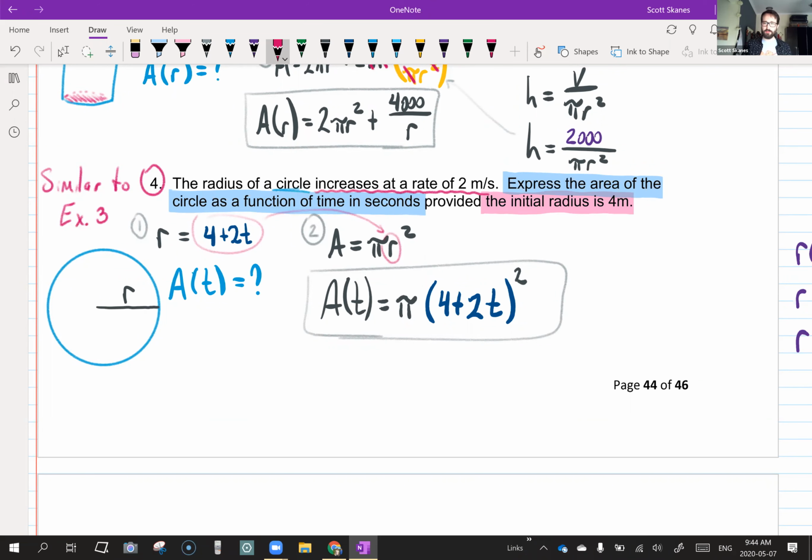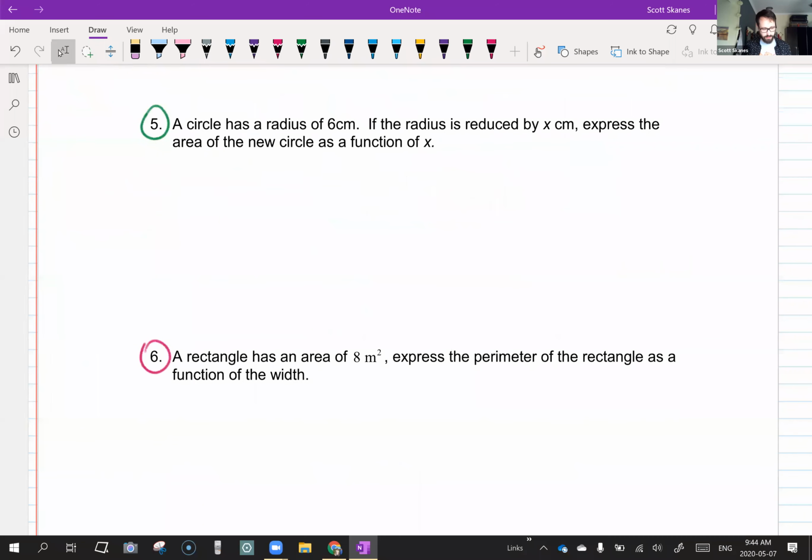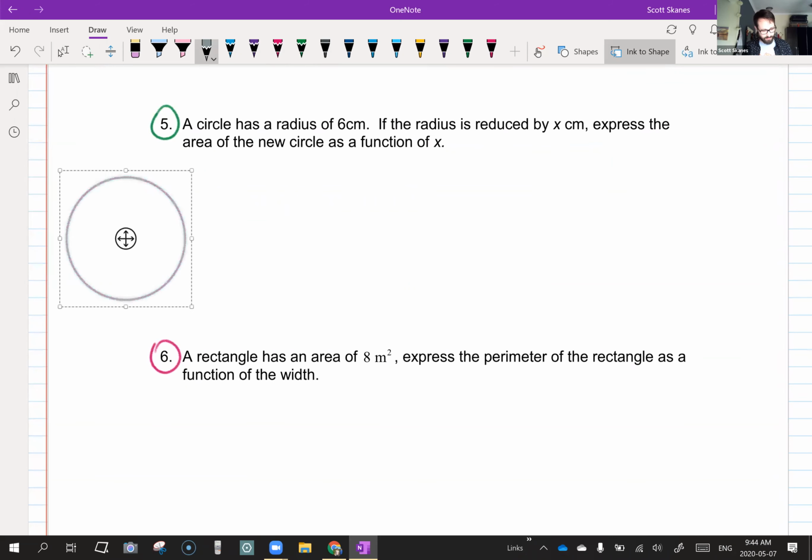So I'm going to give you question 5 to try. A circle has a radius of 6 centimeters. I'll draw a quick sketch for you. Circle has a radius of 6 centimeters. There's no reason for that to be black. Radius of 6 centimeters.